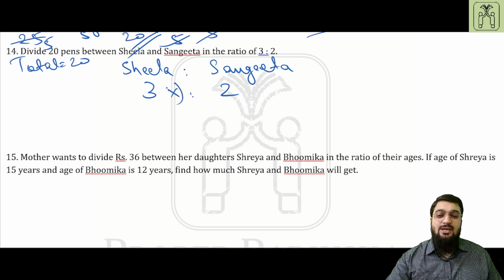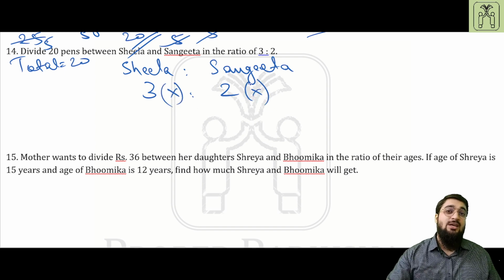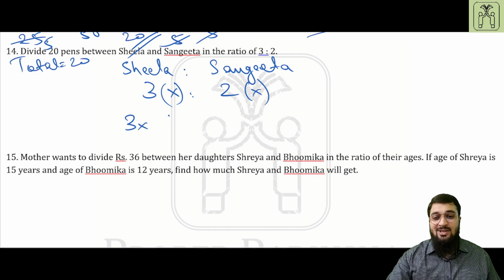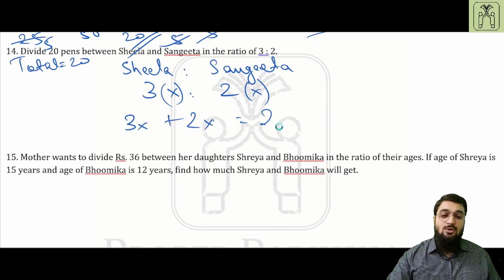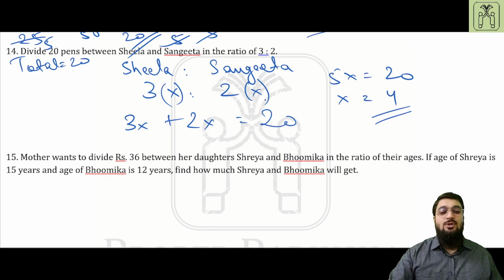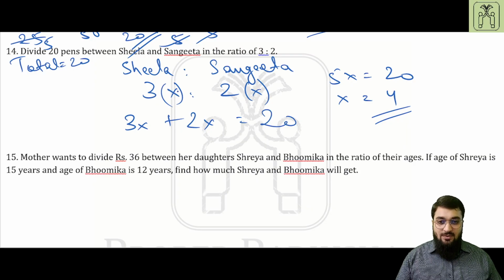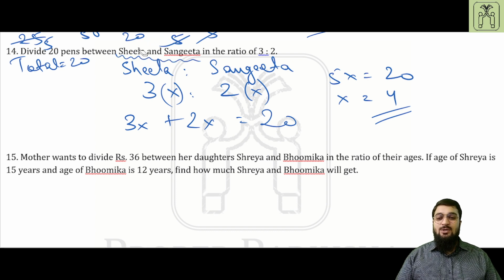So we'll multiply x on both sides, and that will give us 3x plus 2x is equal to the total, that is 20. So that will give us 5x is equal to 20. So x will be 20 upon 5, that is 4. So you just need to put the 4 in place of the x and you will get the answer: 4 into 3 will become 12 and 2 into 4 will become 8. So 12 will be for Sheila and 8 will be for Sangeeta, or you can just reverse that because there is no particular order mentioned over here which is to be followed.